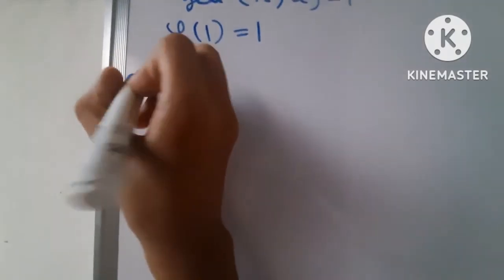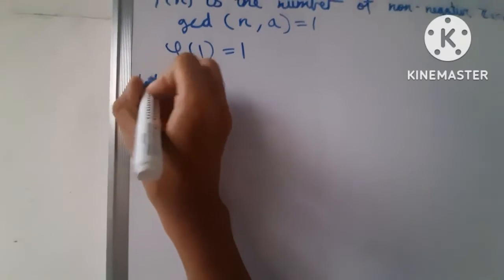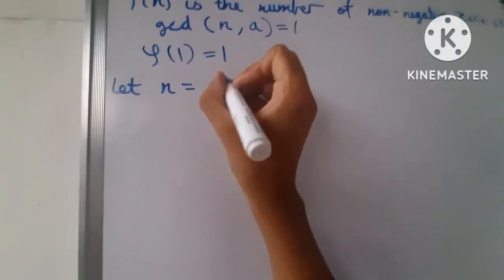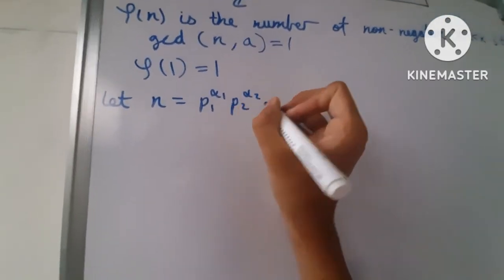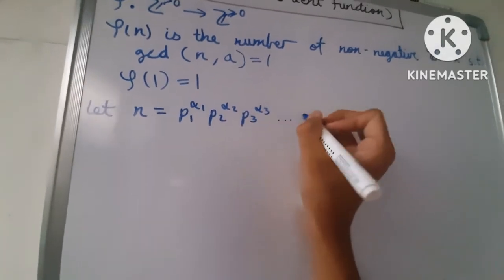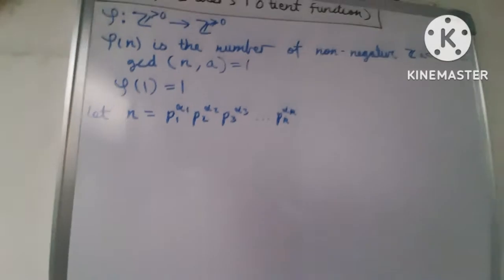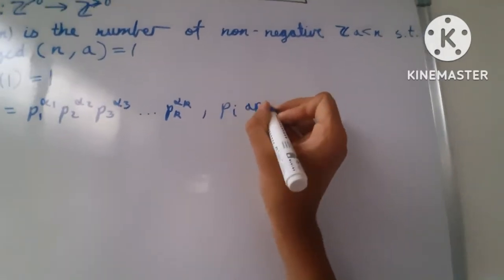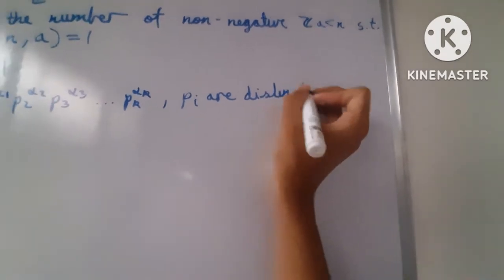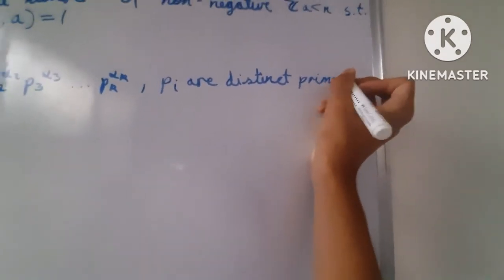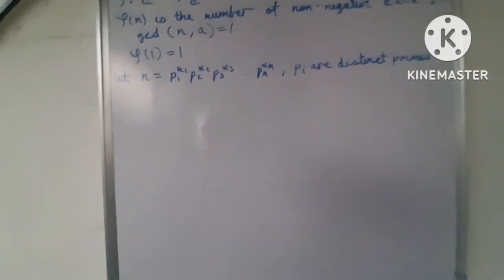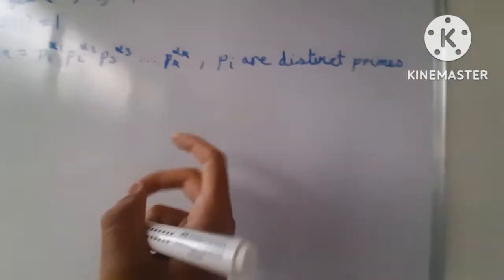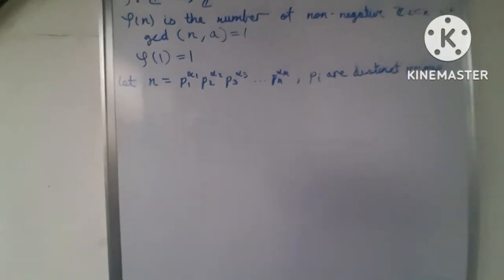Anyways, so let n be equal to p1 to the alpha 1 times p2 to the alpha 2 times p3 to the alpha 3 all the way to pk to the alpha k, where the pi are all distinct primes. I'm doing this off my head, by the way. The alpha i are just their powers. That's pretty much the definition of the way we write a number. So that's just the prime factorization of the number, written in a fancy form.